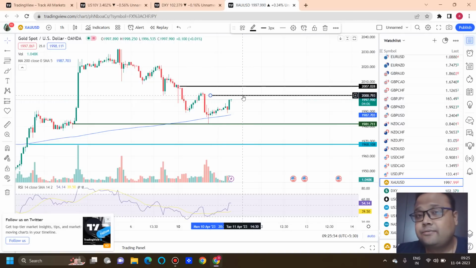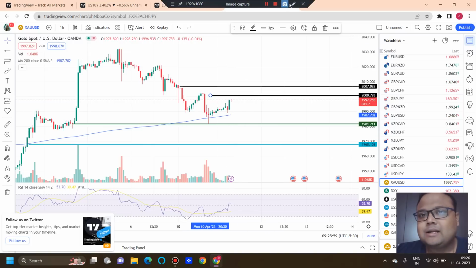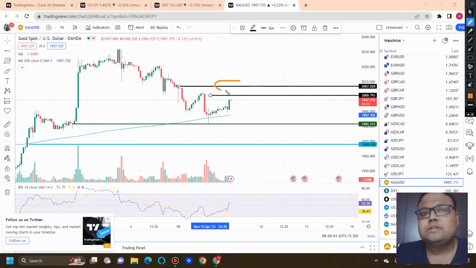If the market breaks the first level and you see it going up, then observe the market around the 2007 level. If you see the market struggling around this area, showing price rejection from above on the hourly or the 15 minute time frame, you can look for a sell.